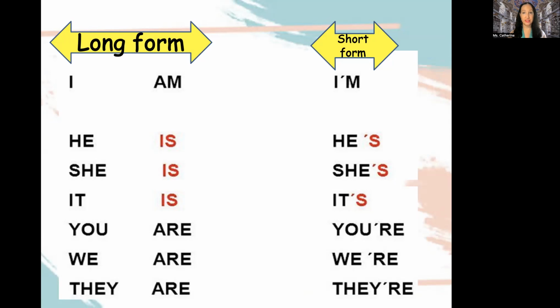Now let's just repeat all the short form again. Okay. Help me say them. I'm. He's. She's. It's. You're. We're. They're. Great.